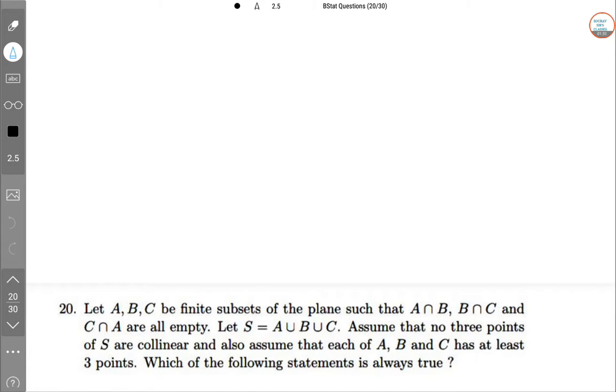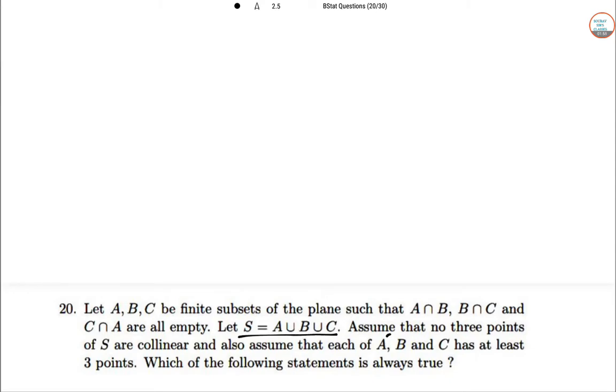Okay, now this is about a subset and planes. Let's have a look at the question. They give that A, B, C are finite subsets and S equal to A union B union C. Assume that no three points of S are collinear and assume that each of A, B, C has at least 3 points. So which of the following is true?